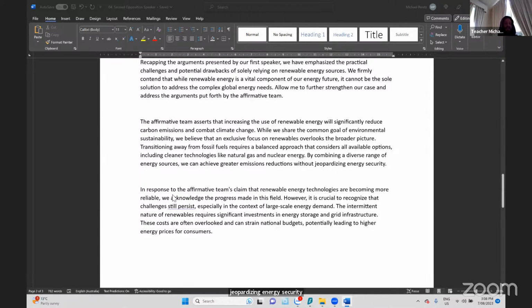In response to the affirmative team's claim that renewable energy technologies are becoming more reliable, we acknowledge the progress made in this field. However, it is crucial to recognize that challenges still persist, especially in the context of large-scale energy demand. The intermittent nature of renewables requires significant investments in energy storage and grid infrastructure. These costs are often overlooked and constrain national budgets, potentially leading to higher energy prices for consumers.